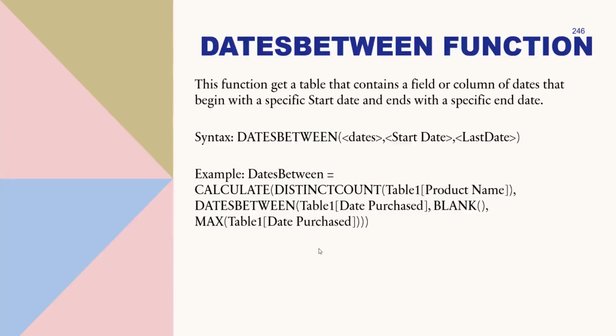Next, we will discuss the DATESBETWEEN function. This function gets a table that contains a field or column of dates that begin with a specific start date and end date. So this function accepts three parameters, that is date, start date and the last date. Now let's see how we can do this in Power BI, and you can see the example.